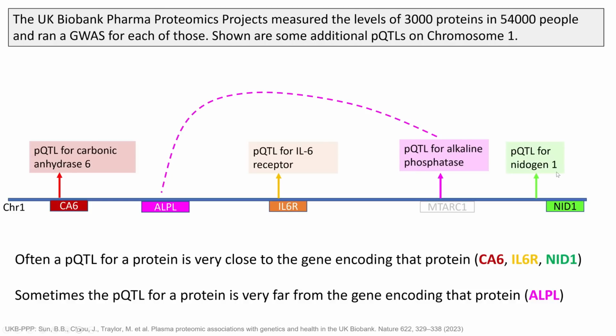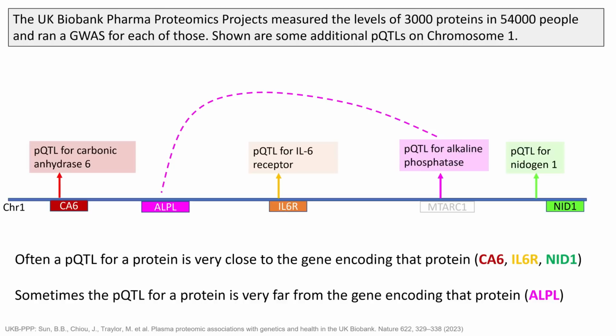There's also an association for the protein nidogen 1 that happens to sit very close to the gene for NID1. What we're building to is that it's obviously a very limited number of assumptions you have to make to say, maybe the gene that encodes that protein is the causal gene or the effector gene. Now I am also showing an association for alkaline phosphatase, which happens to sit within the gene MTARC1, even though the ALPL gene is also on chromosome 1. And so the question is, it's very far away. What actually is the causal gene here? Is it this closest gene, MTARC1, or is it ALPL?